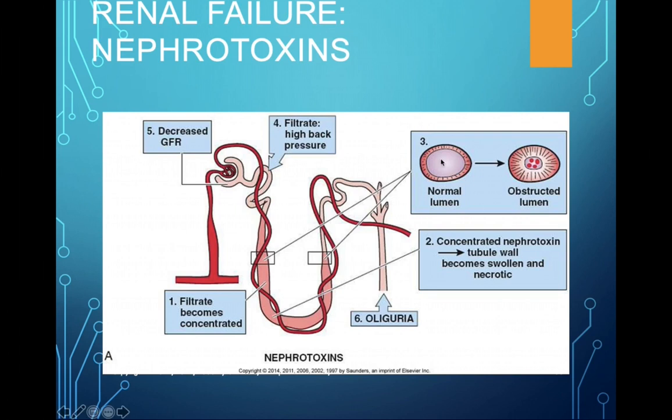So here we see a normal lumen, and here's one that is obstructed. So the filtrate is becoming concentrated. We have some interference here and here. And then we start to get the concentrated nephrotoxin. The tubules you start to see become quite enlarged and swollen. This is the normal lumen. What happens when it becomes swollen? You start to get this obstructed lumen. Then you get this backup, this filtrate, this high back pressure that takes place. And that's going to decrease glomerular filtration rate. When you decrease glomerular filtration rate, now you start to get the decrease in urine production. So you have oliguria, decreased urination.